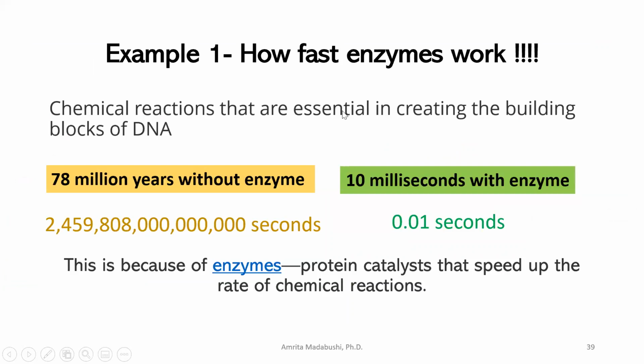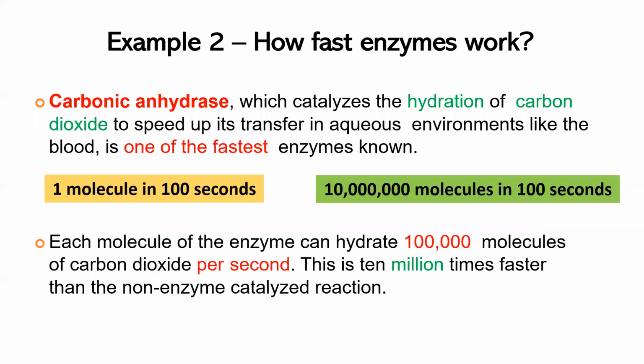So how fast does the enzyme work? A lot faster. Actually, the human body will not even work if you didn't have certain enzymes. So for example, chemical reactions that are essential in creating the building blocks of DNA. There is a certain reaction that would take 78 million years without enzyme, and it takes 10 milliseconds with the enzyme. So enormous change in the time. Who has that kind of time to wait? So the enzyme catalyzes the reaction, it speeds up the reaction, and it helps in establishing the product very quickly.